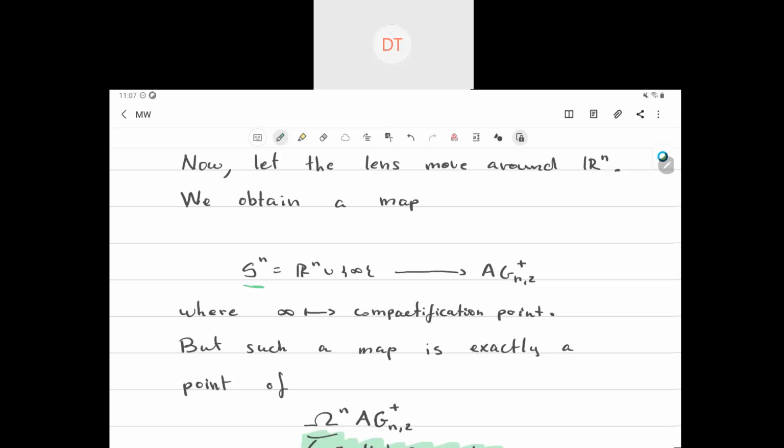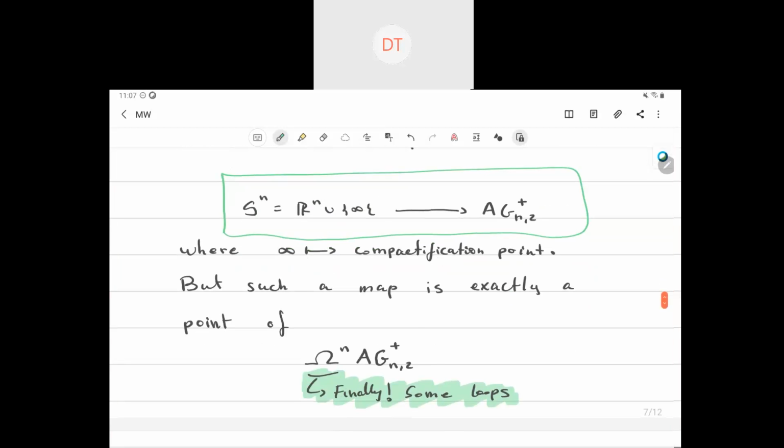All right, but what is this thing? This is a map from Sn to a space. But that is exactly how we define loops n of the space, right? The points of loops n are maps from Sn to the space. So really what we produce every time that we fix a surface and we scan, we are producing a point of the configuration of the loop space, loops n of the affine Grassmannian N2.